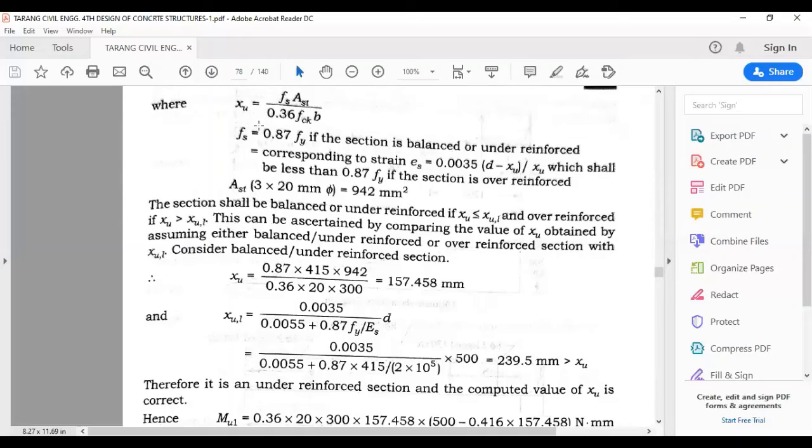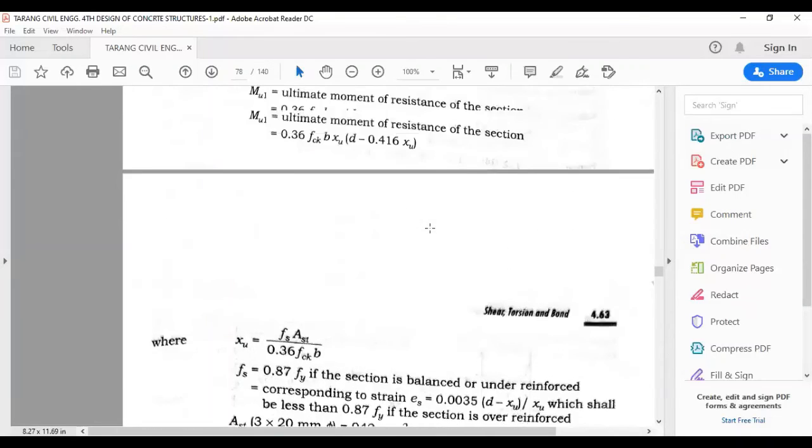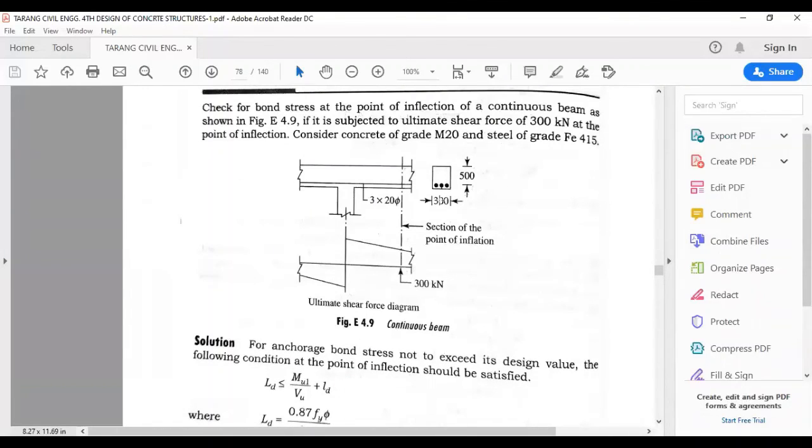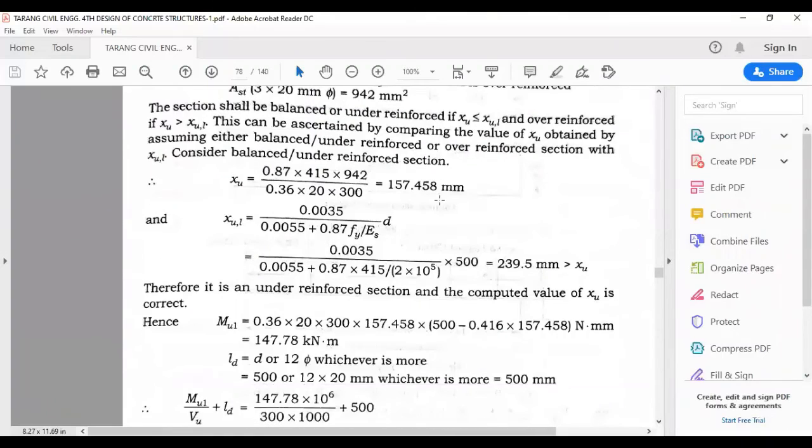So Fs was substituted to be 0.87 Fy, 0.87 Fy is 415, the value of AST is 942, 0.36 FCK is 20, and the value of B is given as 300 in the question itself. So it comes out to be 157.458 mm. This is the value of XU.